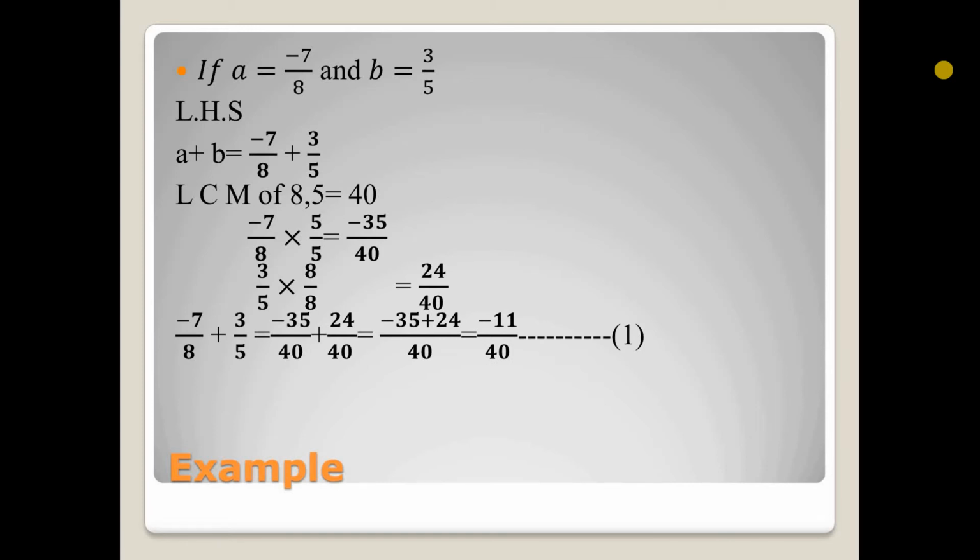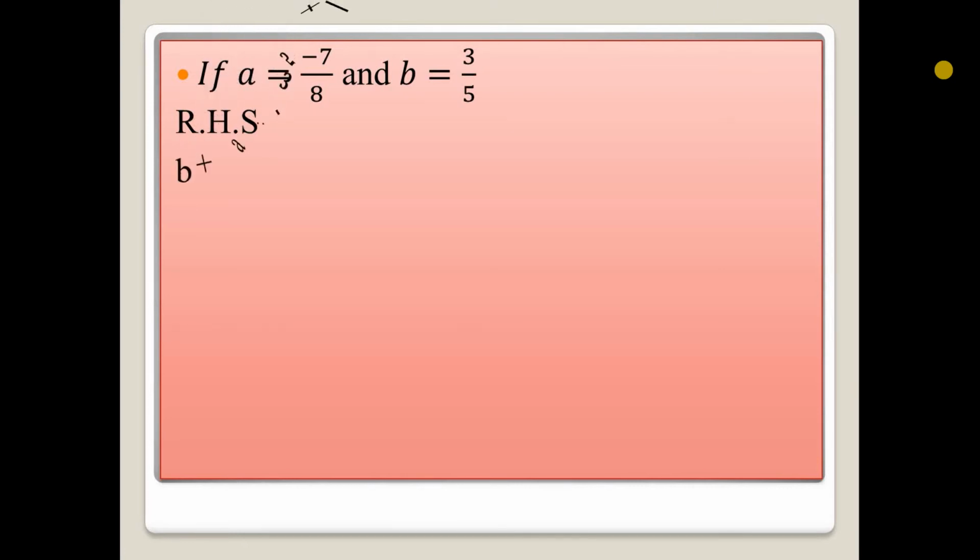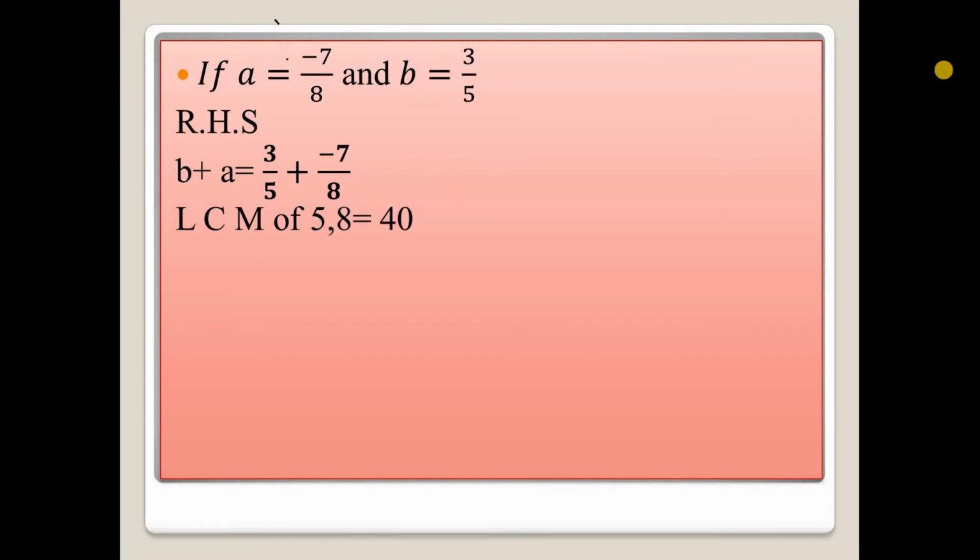Now we have found out only the LHS. Now we are going to do the RHS. Let's see. The same number, A equal to minus 7 by 8 and B equal to 3 by 5. B plus A. So on the previous page we have seen A plus B. இப்போ B plus A மாத்தி add பண்றோம். இப்போ 3 by 5 plus minus 7 by 8. இப்போ denominator unequal. So we are going to see the LCM of 5 and 8. 5 and 8 equal to 40.